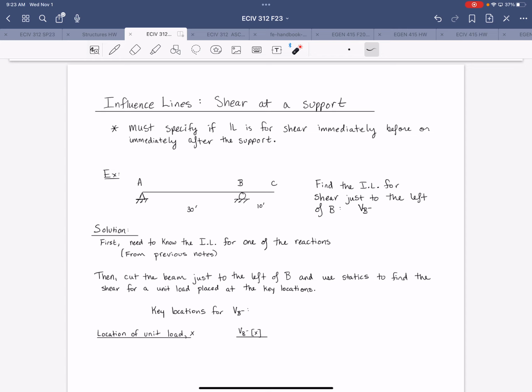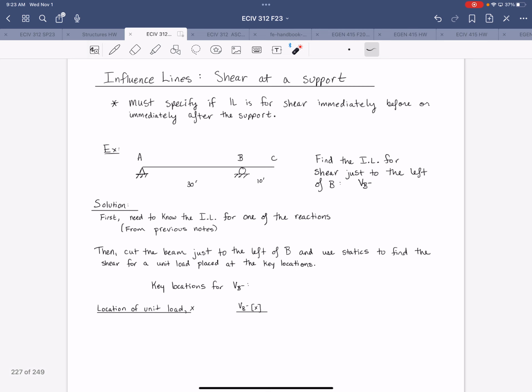So similar to how we have to place the unit load immediately before and immediately after the location of interest, if that location of interest happens to be at a support, then we have to specify whether the response we are drawing an influence line for is immediately before the support or immediately after the support. There are going to be two separate influence lines for those two locations, because they're two separate locations on the length of the beam. So first we will think about the case where shear is immediately before the support at B.